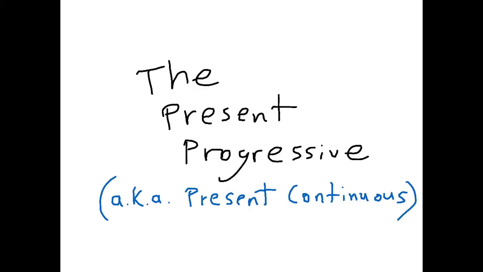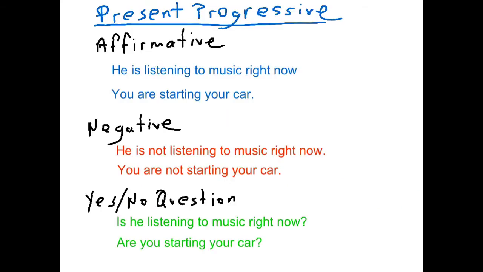This lesson is on the present progressive. First, this is what the present progressive looks like. In the affirmative, we start the sentence with a subject. Then you need the auxiliary to be plus the ing form of the verb.